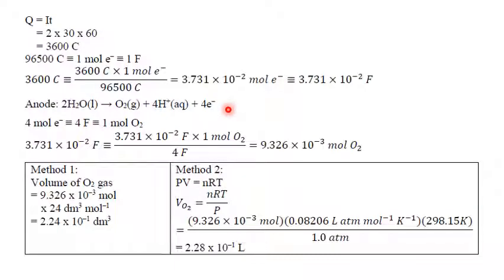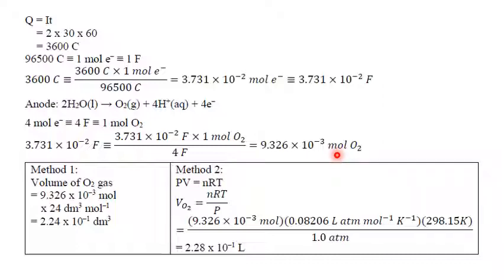So the question asks about the anode. Water will be chosen and then oxidized to become oxygen. So 4 mole electrons, equal to 4 Faraday, produce 1 mole of oxygen. Now, based on the previous calculation, 3.731 times 10 to the power of negative 2 Faraday. So how many moles of oxygen will be produced? Here again is stoichiometric calculation. You get 9.326 times 10 to the power of negative 3 mole oxygen.